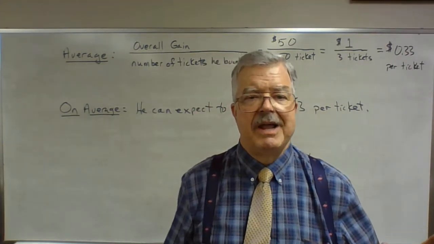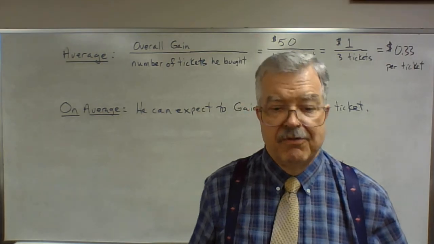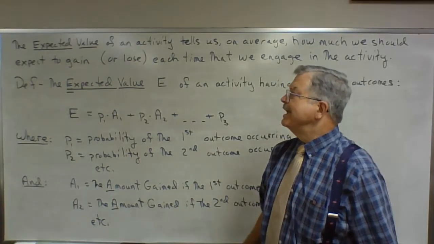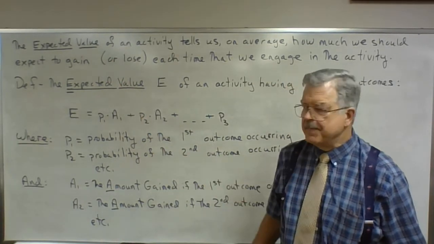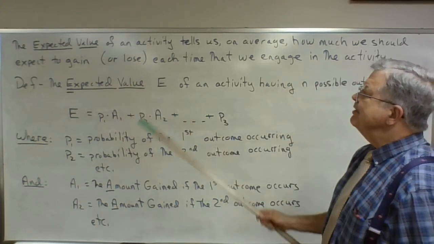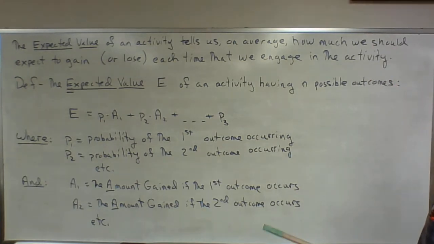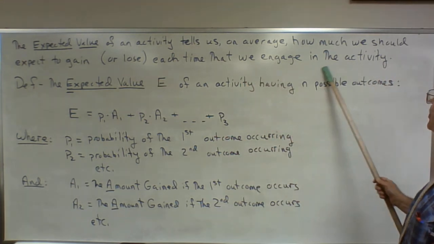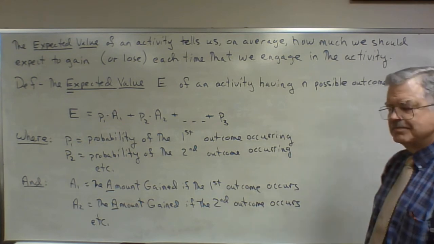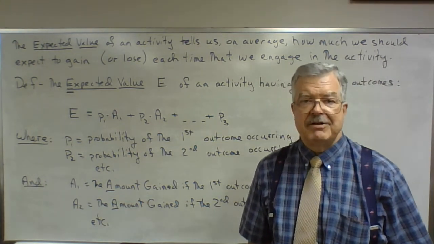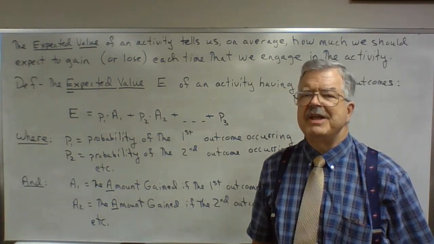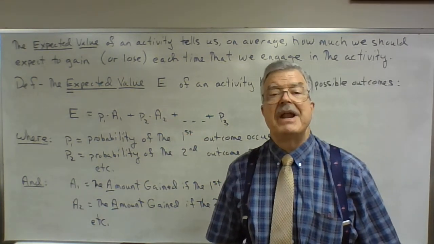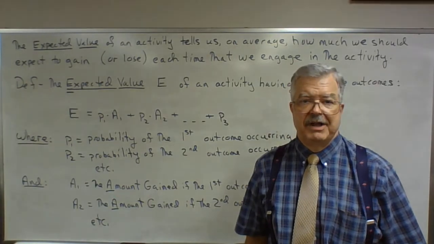And now I'm going to define expected value for gains formally. Here we are, the moment you've all been waiting for, where I give the formal definition of expected value. Here we read, the expected value of an activity tells us, on average, how much we should expect to gain or lose each time that we engage in the activity. So in the lottery experiment, the expected value would tell us how much we should expect to gain on average each time we buy a lottery ticket.